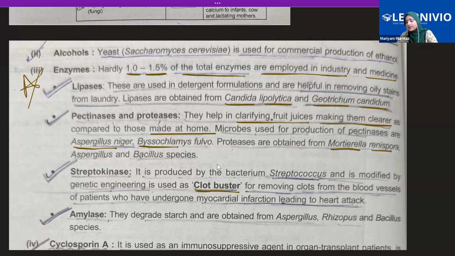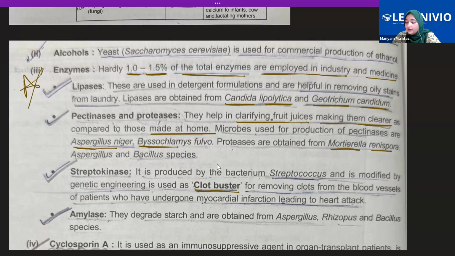Can anyone tell me what's the major difference between these two juices? Like, for example, you've taken out orange juice at home, and one is store-bought. Can you tell me what would be the major difference? Tell me. More sugar, correct. Then preservatives. Yes, preservatives are added.